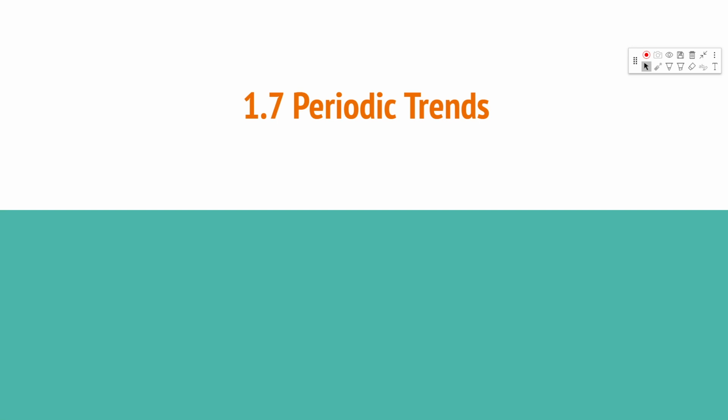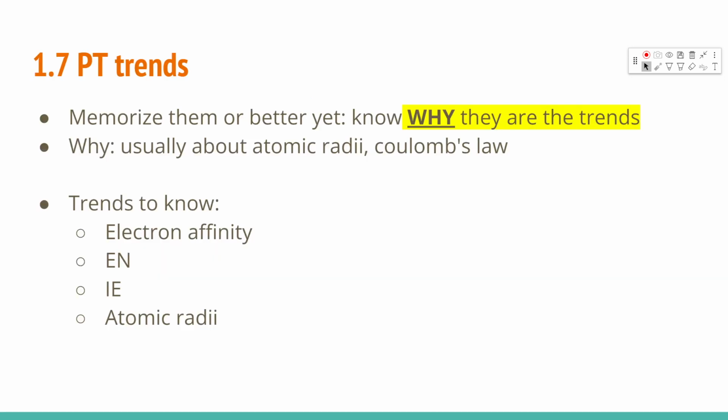1.7 Periodic Trends. So I recommend having your periodic table out so that way you can look at it. I also recommend having Coulomb's Law in front of you, just like a note to yourself, because that'll be useful for a lot of these. So, the point of this section is to know why the periodic trends exist.